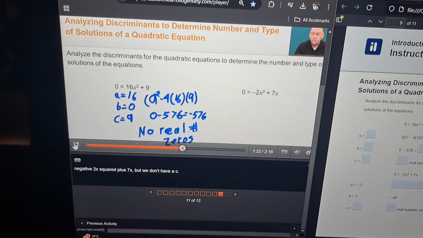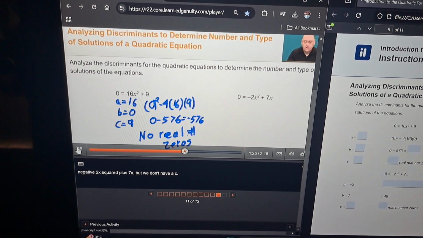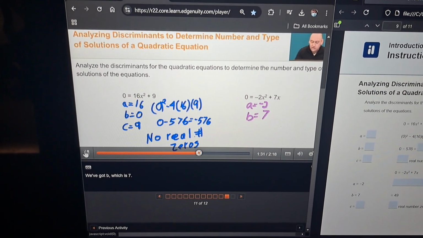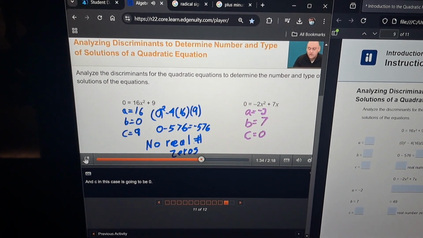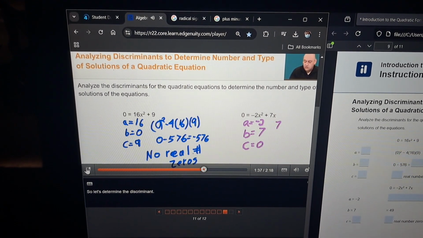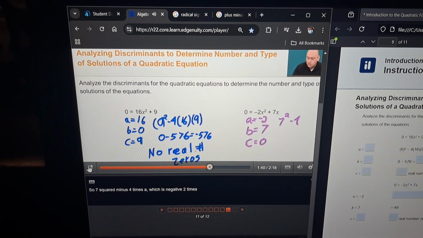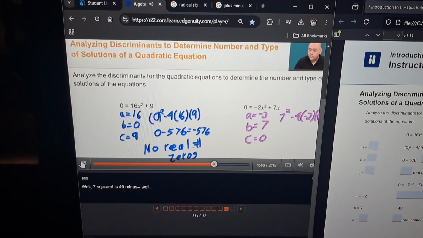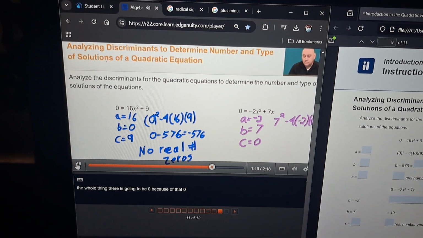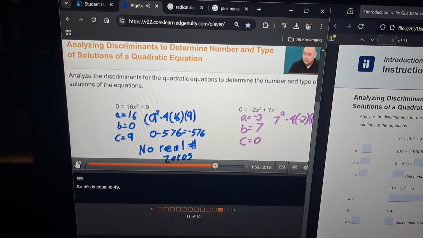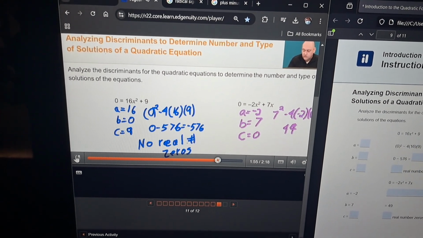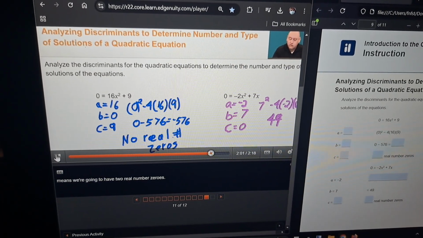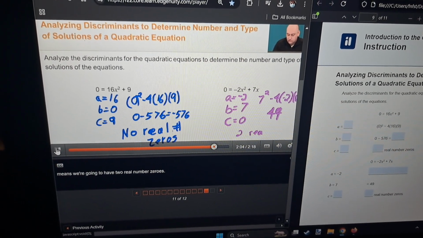What about our second example here? Well, in the second example, we have negative 2x squared plus 7x, but we don't have a c. Well, that's okay, because we got the a, which is negative 2. We got b, which is 7, and then c in this case is going to be 0. So let's determine the discriminant. So 7 squared minus 4 times a, which is negative 2, times c, which is 0. Well, 7 squared is 49 minus, well, the whole thing here is going to be 0 because of that 0 at the end. So this is equal to 49. And since 49 is greater than 0, that means we're going to have 2 real number zeros.